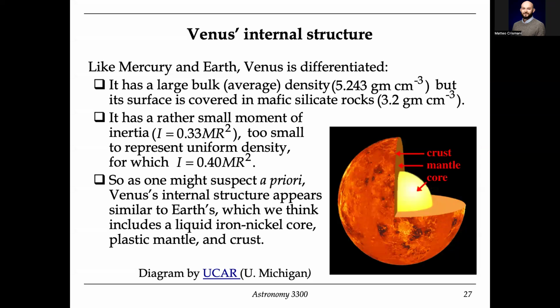Okay, so like Earth and like Mercury, Venus is certainly differentiated. It's got a bulk density that we mentioned is large. It's about 5.2 grams per cubic centimeter. It's got mafic silicate rocks, and you can see that from the landers. But the moment of inertia here is a third.